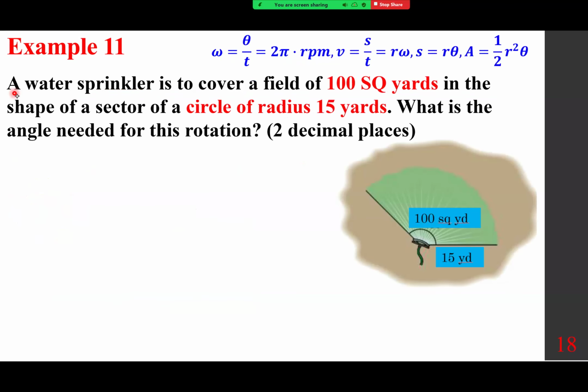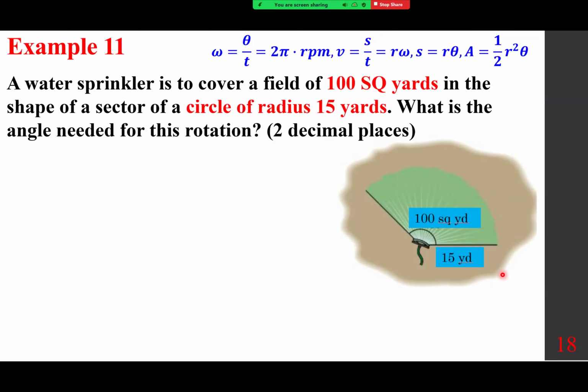Could somebody read this for us? Anyone, please. A water sprinkler is to cover a field of 100 square yards in the shape of a sector of a circle of radius 15 yards. What is the angle needed for this rotation? 2 decimal places. Excellent.